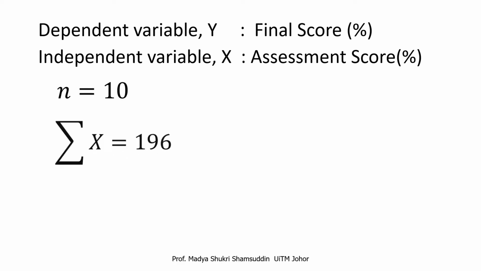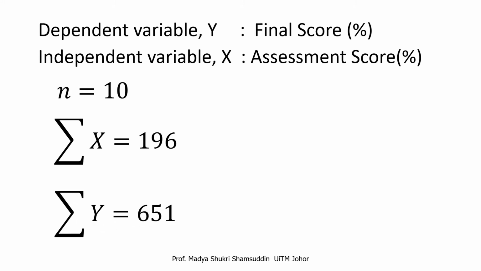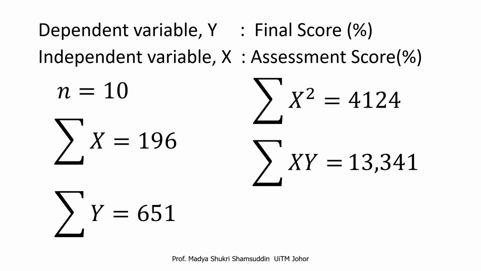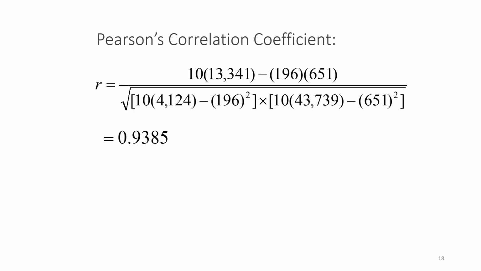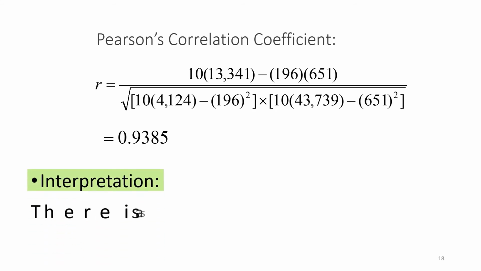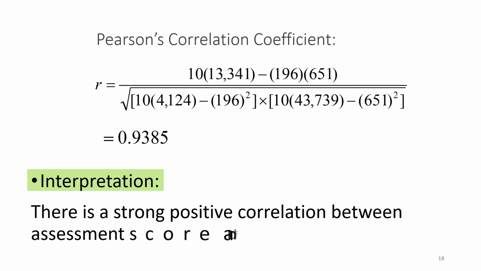Sigma x is equal to 196. Sigma y is equal to 651. Sigma x square is equal to 4124. Sigma xy is equal to 13,341, and sigma y square is equal to 43,739. We will get R to be equal to 0.9385. The interpretation is: there is a strong positive correlation between assessment score and final score.